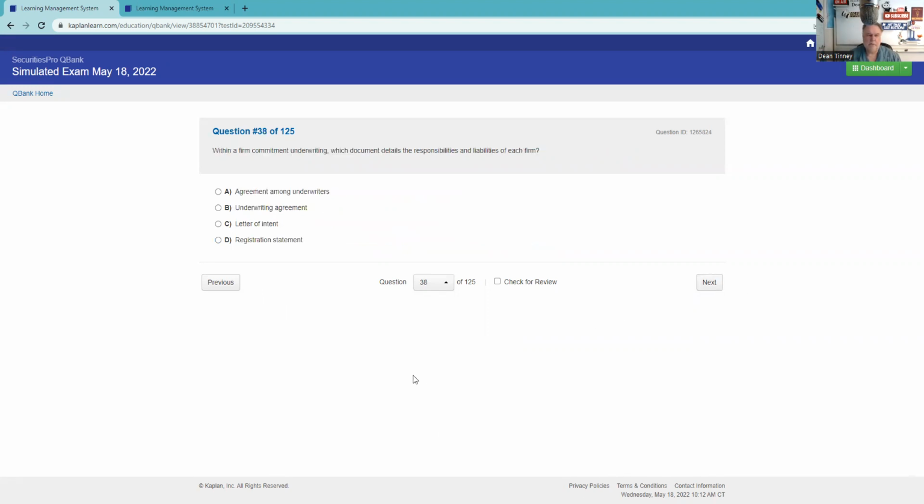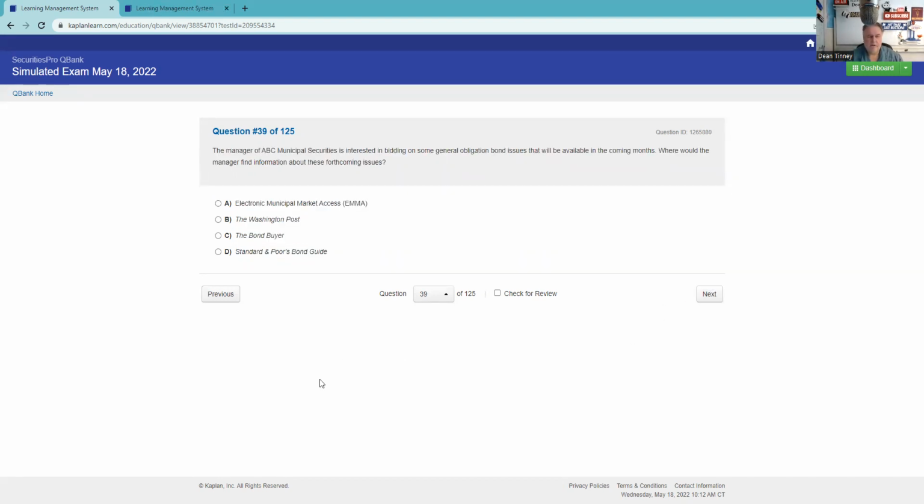Within a firm commitment underwriting, the document that details the responsibilities and liabilities of each firm. So the agreement among the underwriters. Yeah, that sounds pretty good. That's also known as a syndicate letter. The underwriting agreement, no, the underwriting agreement is between the issuer and the syndicate. Letter of intent, no, that's for mutual funds. Registration statement, no. Now remember, in a firm commitment underwriting, we're acting in our dealer principal capacity. As far as the issuer is concerned, that stock is sold. So I would definitely, as a test taker, be able to contrast a firm commitment underwriting with a best efforts underwriting. Anyways, the answer to this question is A.